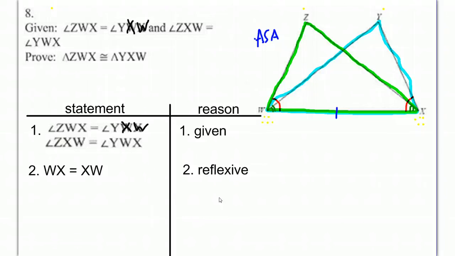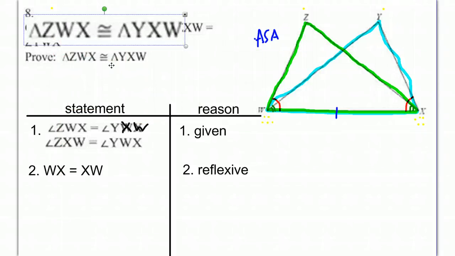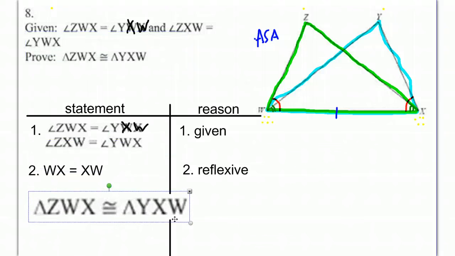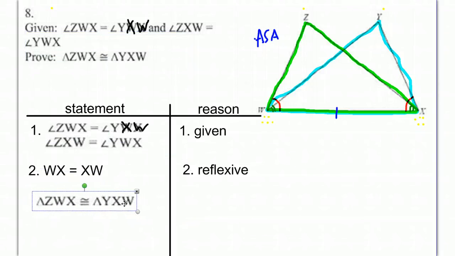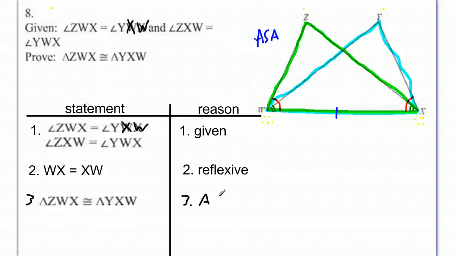Then we can immediately jump into saying that our two triangles are congruent. So we can actually go ahead and make this statement right away, that these are congruent. And the reason we can say that is by angle, side, angle. So number 3, angle, side, angle, and there we've already proven it.